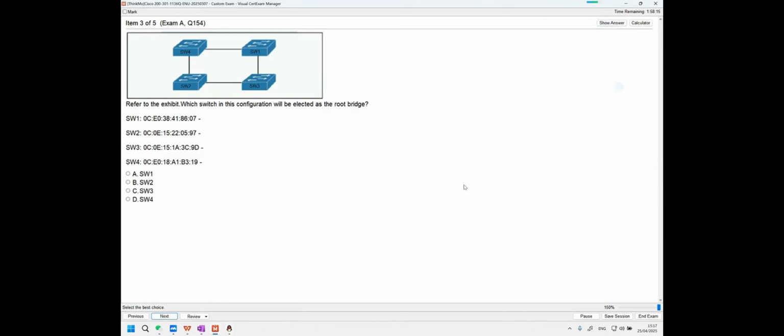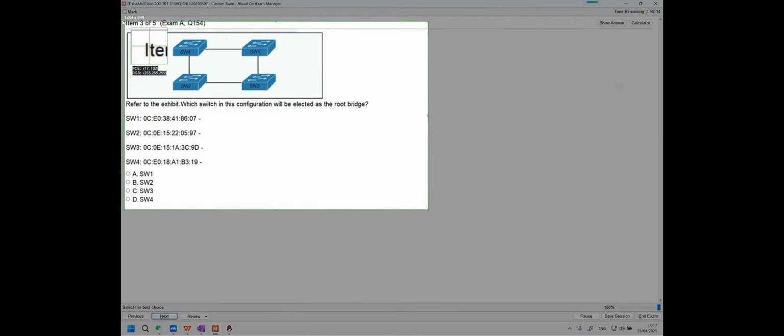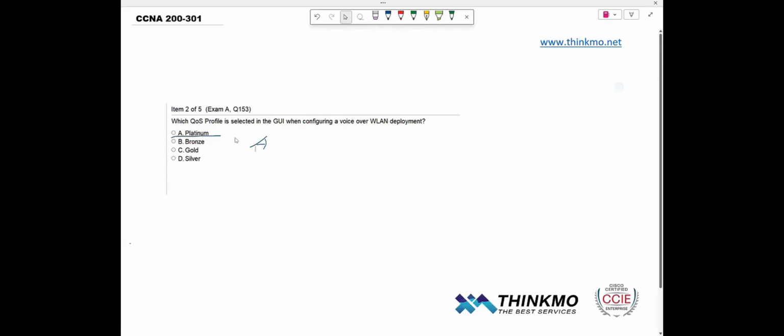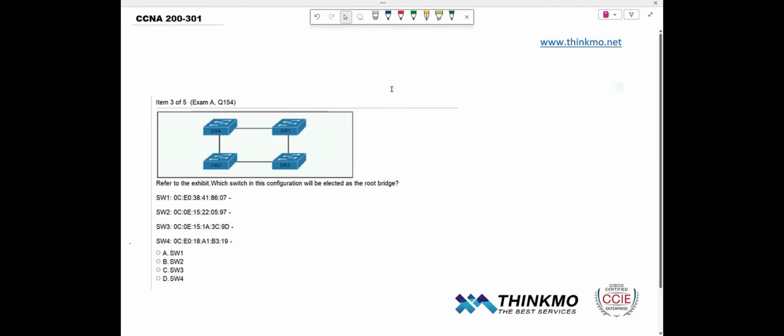All right, on to the third question. The third question involves some calculations. It's a diagram and it involves base conversion. For this question, we're supposed to look at the diagram and determine, based on the diagram, which switch will be selected as the root bridge. Now, just by looking at the diagram, we definitely can't tell which one is selected, so they've added a few descriptions below. Let's take a look at these descriptions.